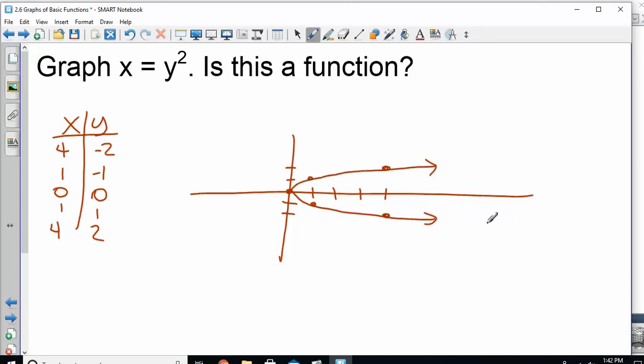So is it a function? No, it fails the vertical line test. What's the domain of this? Right, bracket 0, infinity. What's the range? Negative infinity, positive. Good. All right, that's the end of my notes.